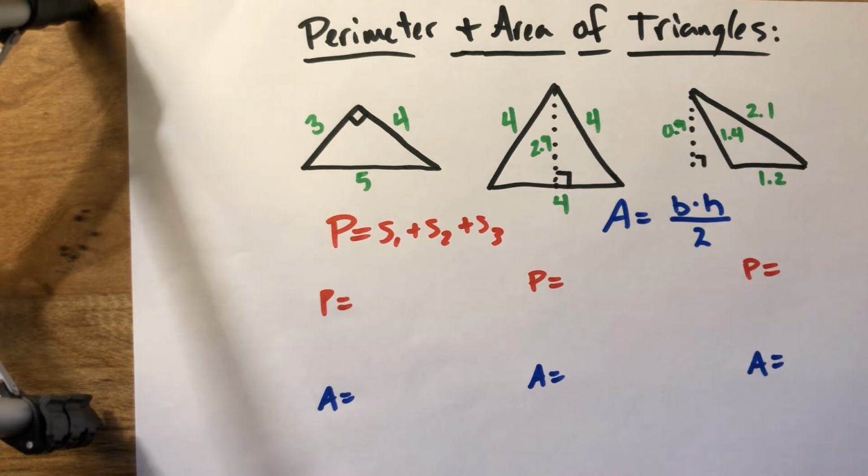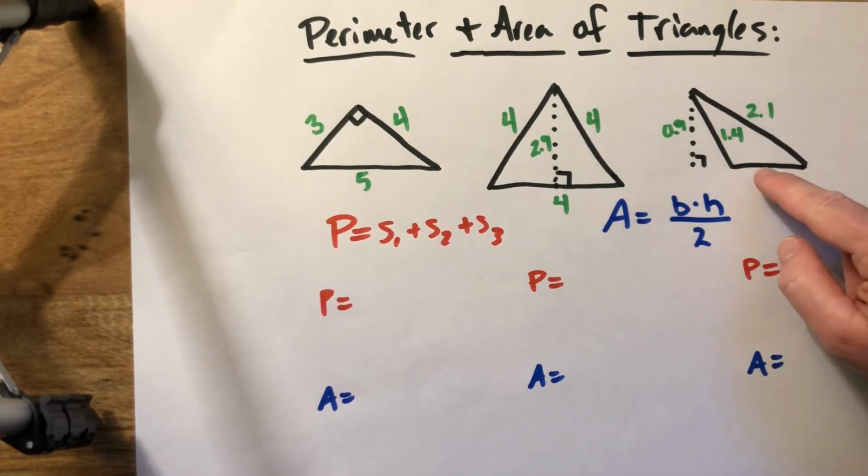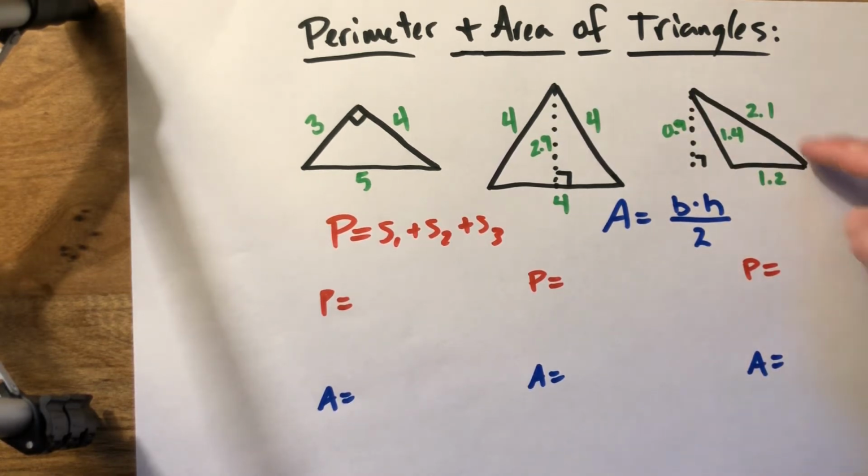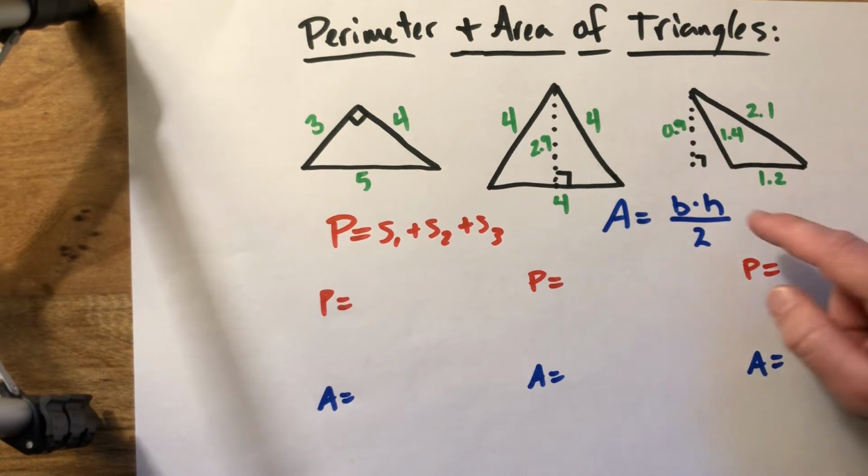And then over here we have an obtuse scalene triangle as well. The other name for a triangle would be isosceles, where two sides are the same. So we have an obtuse scalene triangle with sides of 1.4, 2.1, and 1.2, and 0.9 referencing the height here. We're going to be looking at perimeter and area of each, and I have that kind of squared away for us here.